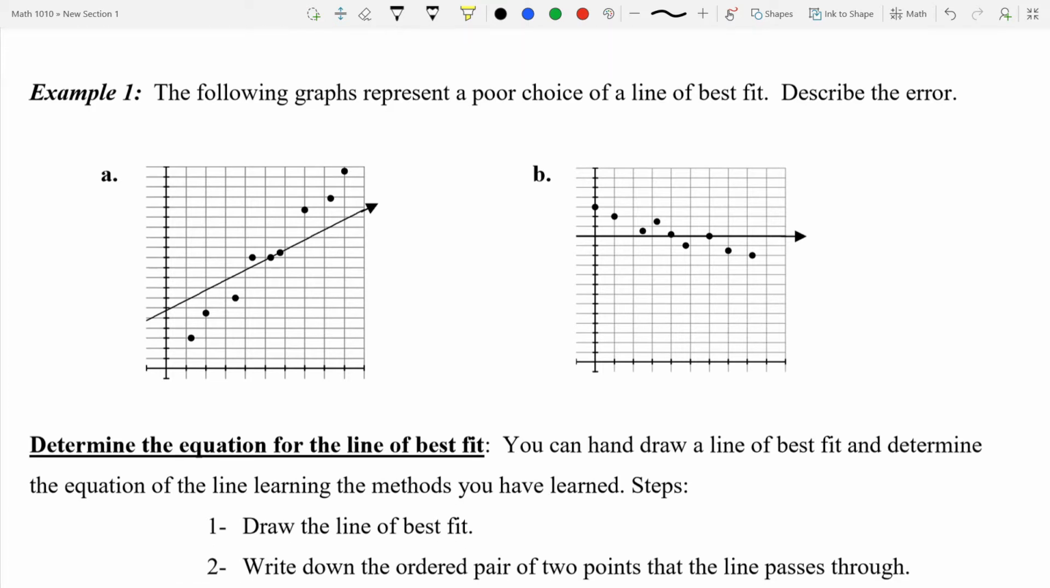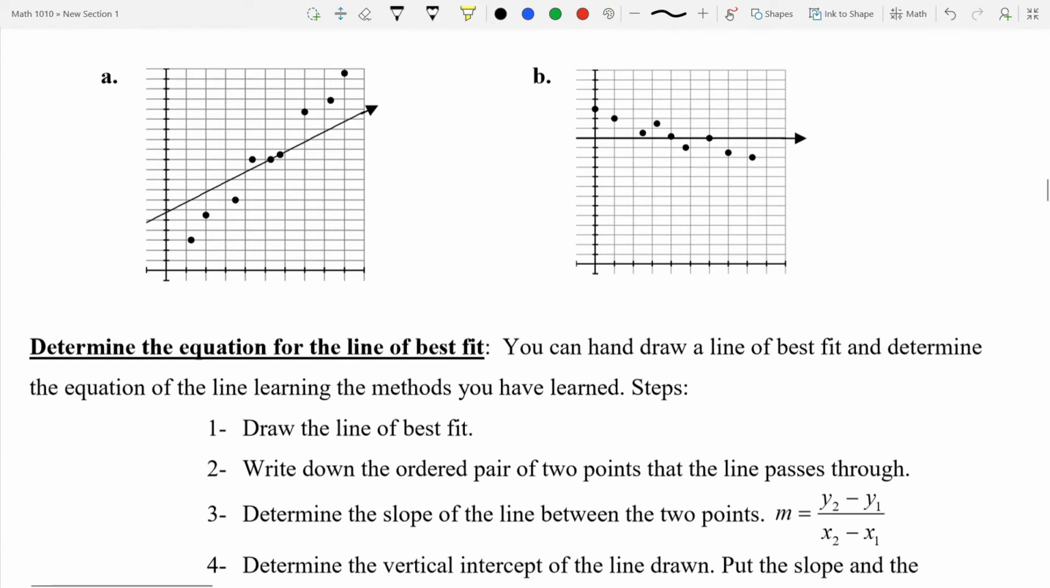Okay, look at example 1. This is a poor choice. Okay, so what's happening? Look at this one right here, question A. You guys, it's increasing faster than what that is. So when you draw your line, make sure you don't draw it like question A. You've got to show that those points are going up and they're going up steeper than what we've got right there, okay?